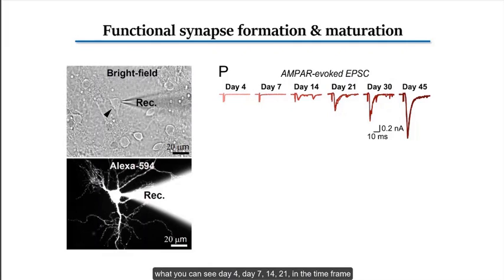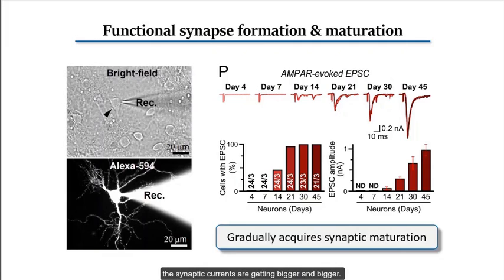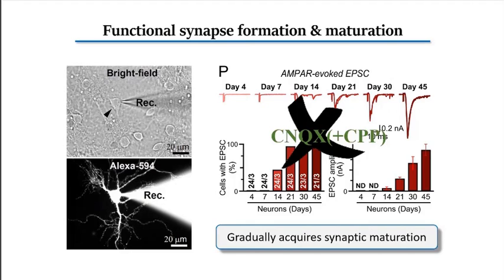So given the time frame of development, what you can see at day 4, day 7, 14, 21, the synaptic currents are getting bigger and bigger and bigger. And it's quantified over here that these neurons, NGN2, neurogenin 2, when you overexpress it in the cells, you're actually making like 100% of, not yet. That's the next click. These cells are at least gradually maturing, getting more and more mature. Sorry, I just made the slides this morning.